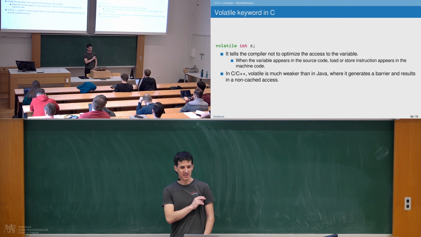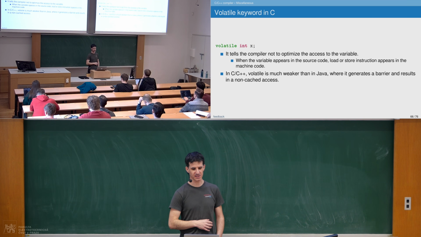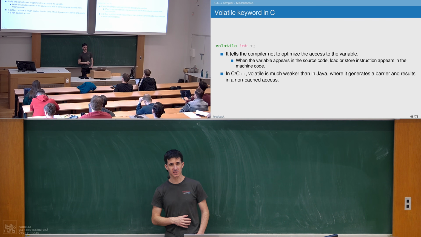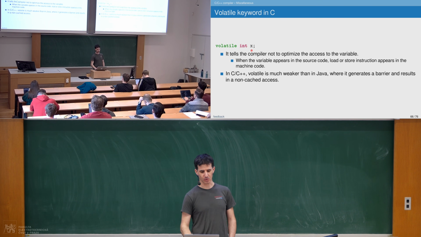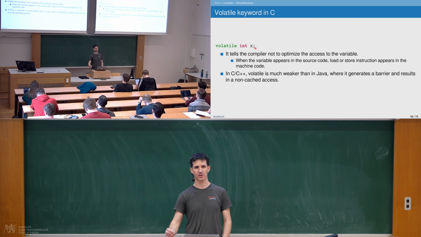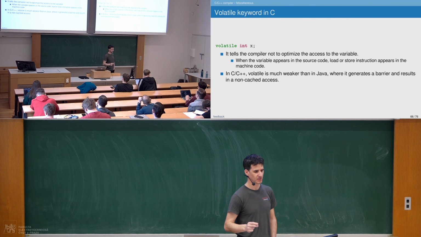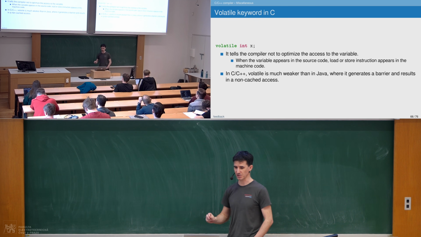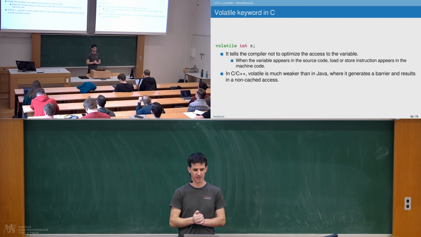In C, if you have some variable which is volatile, it tells the compiler, do not run any optimization on top of this variable. If I read this variable in my code, just emit the read instruction. If I write to this variable, just emit the write instruction. Don't try to optimize it in any way.